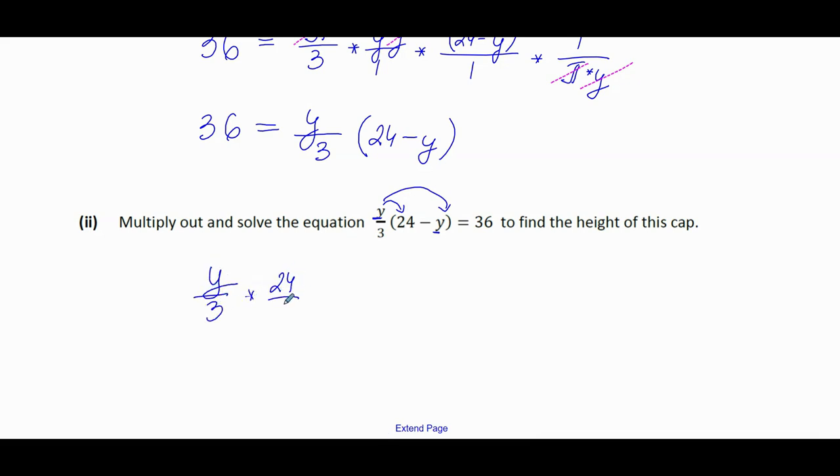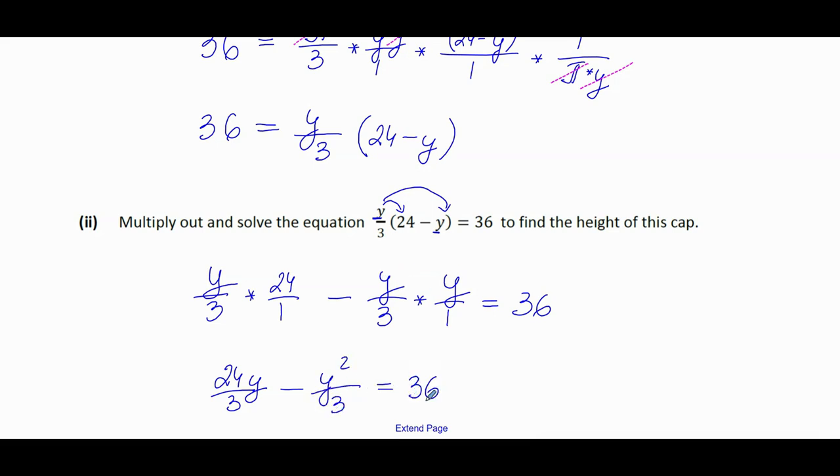So if I write it as a fraction, it is easier to see. And then y over 1 equal 36, yeah? So you can see top by the top, bottom by the bottom. So I have 24y over 3 minus y times y, that's y to the power of 2 over 3 equal 36. And we have two options here.